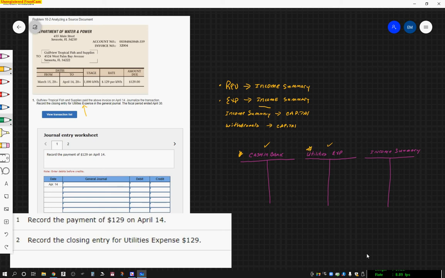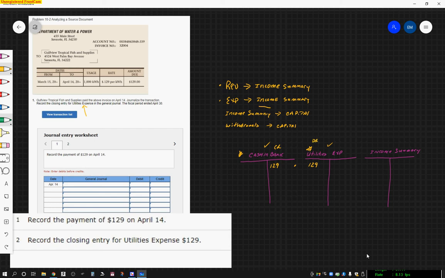Now, do we have more money or less money? Well, we have less money, so we know that transaction is going to affect the credit side of the cash and bank. There's your $129 credit. You need a debit to match every credit, so we have a $129 increase in utility expense. So there is our debit.